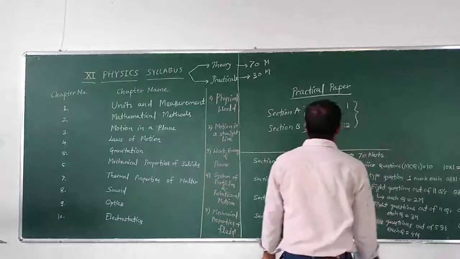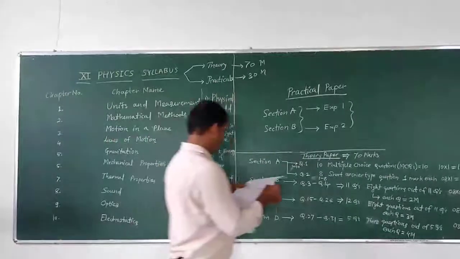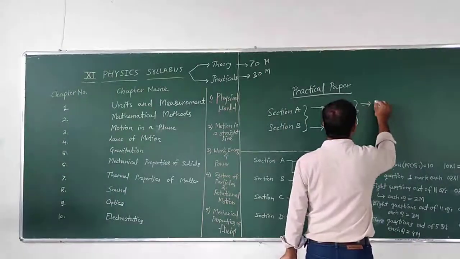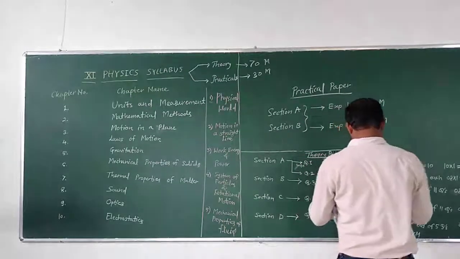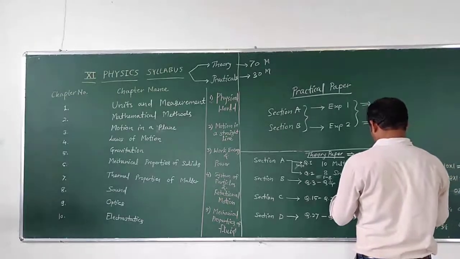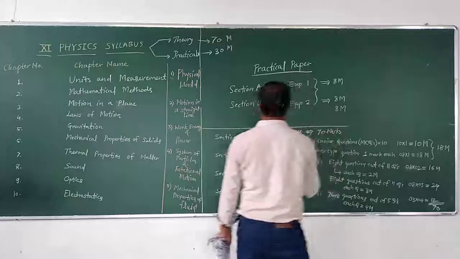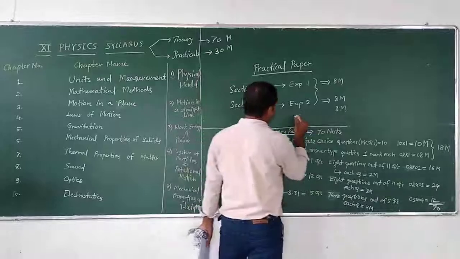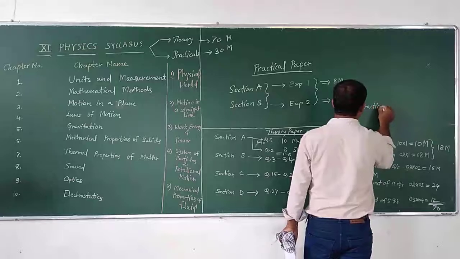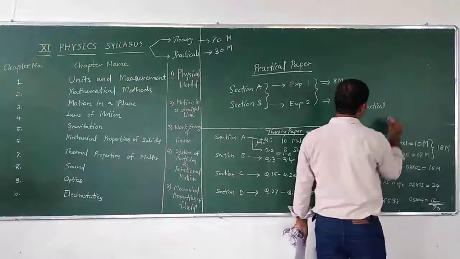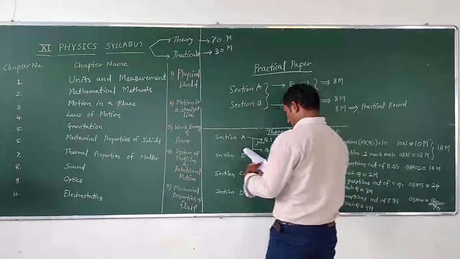So each experiment will carry 8 marks. So this is 8 marks, this is 8 marks. Then for practical record 8 marks. So this is for practical record. Practical record means your journal. For practical record 8 marks.